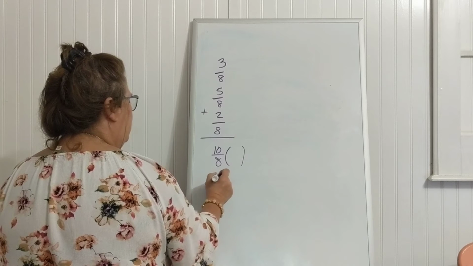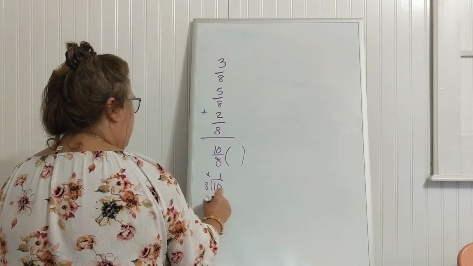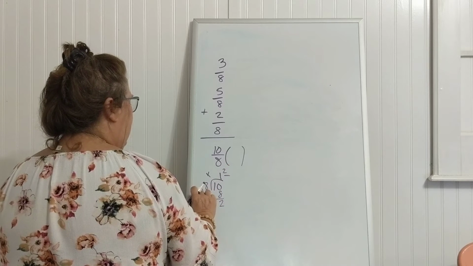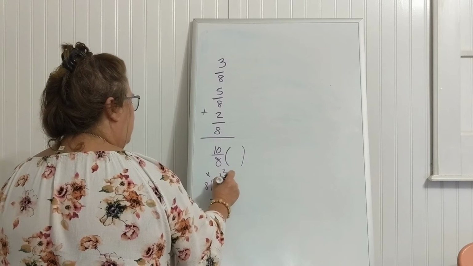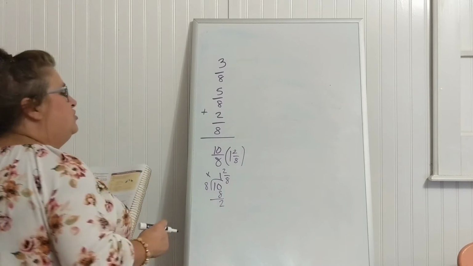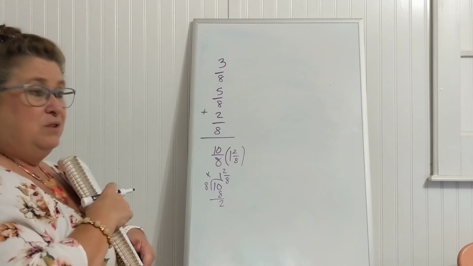8 will go into 10 one time. 1 times 8 is 8. 10 minus 8 is 2. 2 becomes our numerator. 8 is our divisor, our down number. So it's 1 and 2/8. But 2/8 can be reduced.